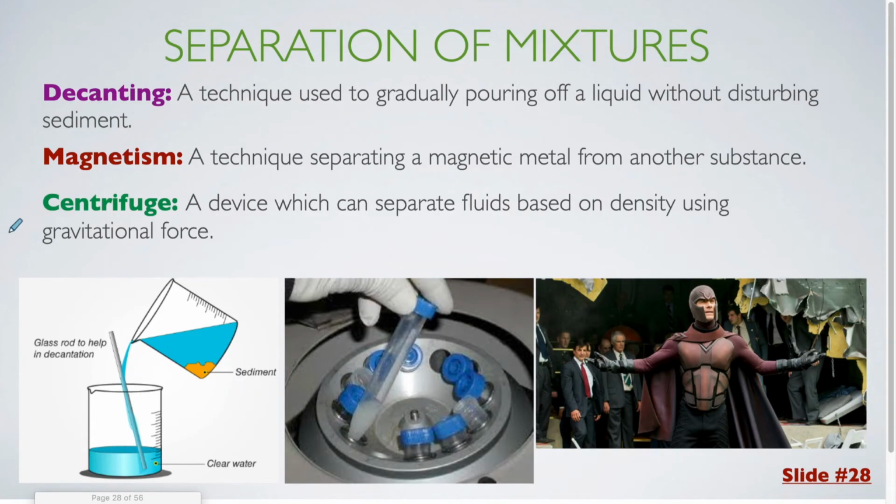Our next technique is called decanting, which is basically a fancy scientific word for pouring. So this is a technique which is used to gradually pour off a liquid without disturbing sediment. So here I have this beaker with a liquid and some kind of solid sitting on the bottom, and I am pouring it down into a secondary container.